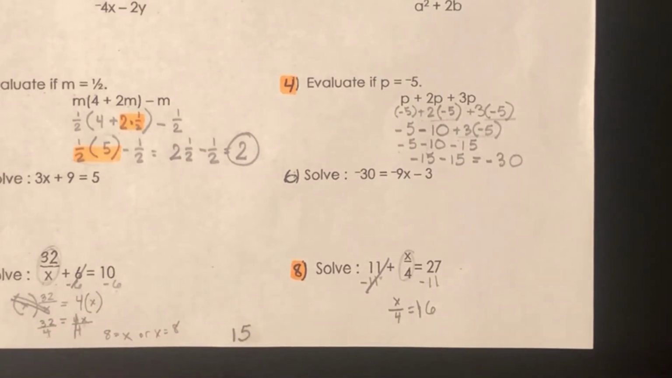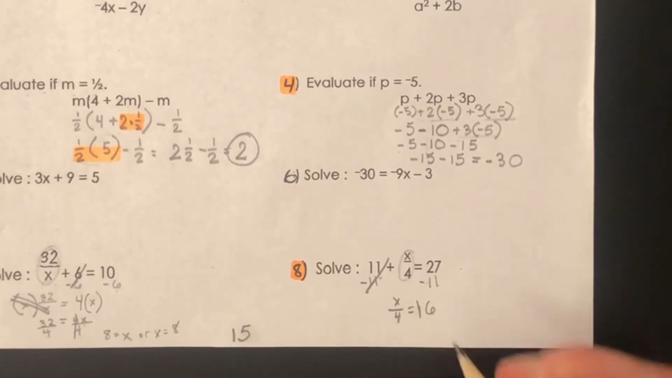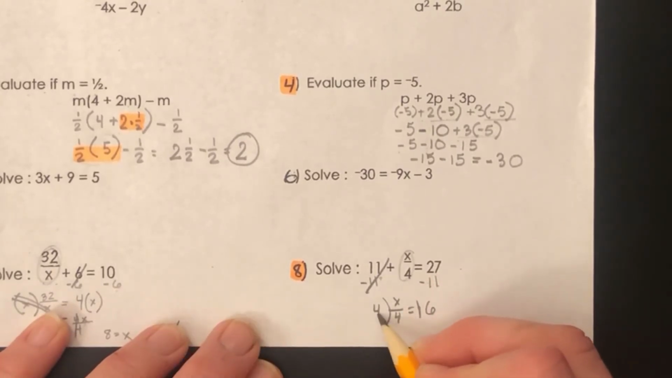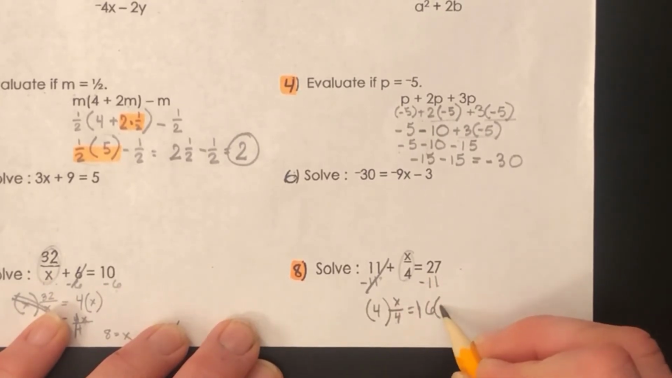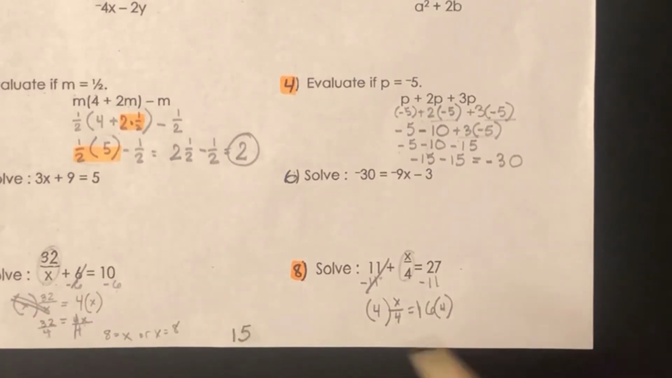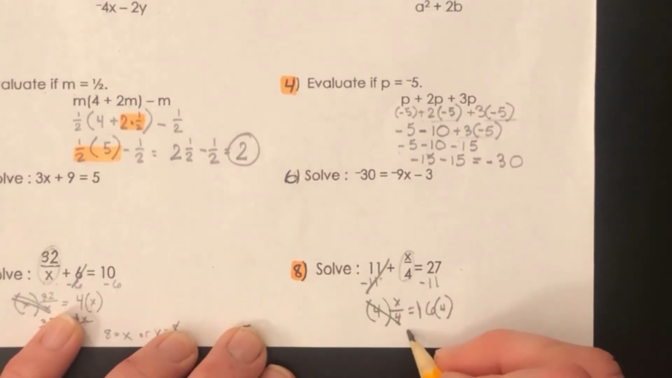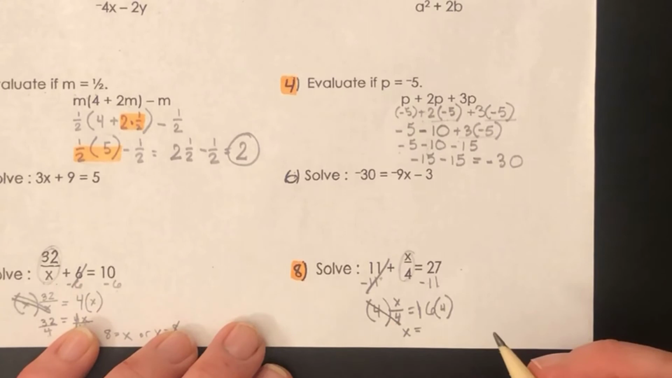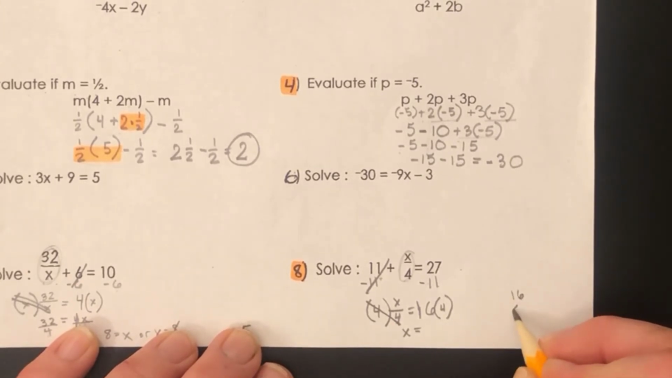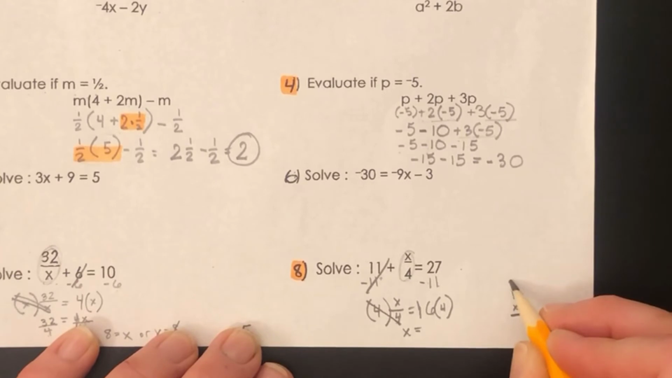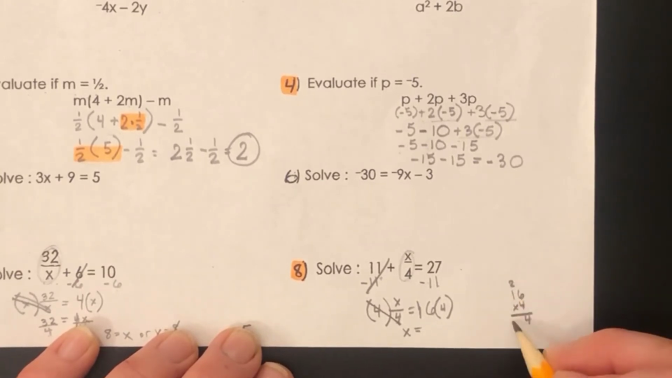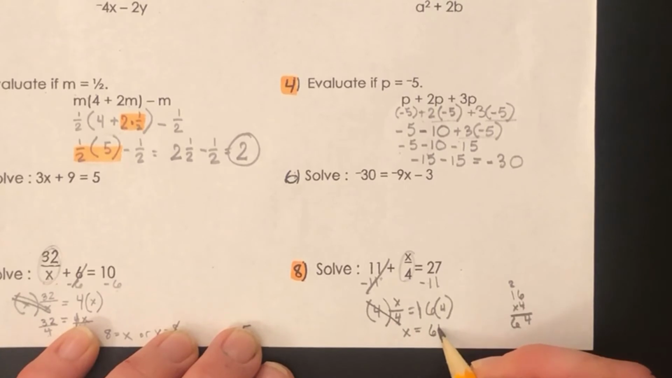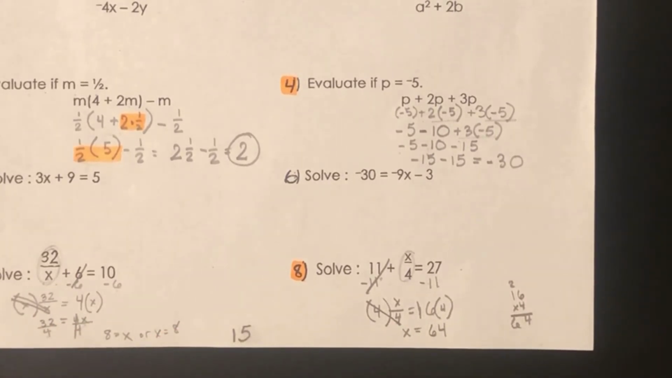Okay, now we'll get rid of the fraction, so we'll multiply both sides by 4. This cancels out, so we're left with x equals, then we have 4 times 16. I'm going to come over here, 16 times 4. x equals 64. There.